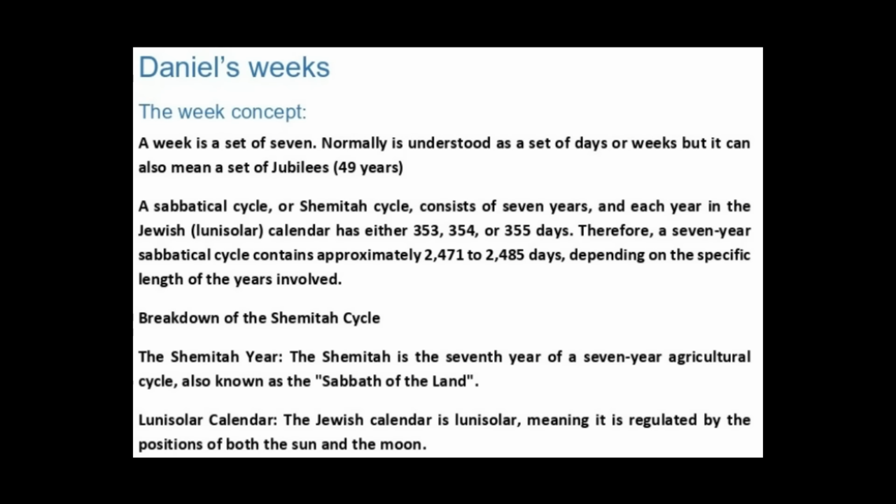Daniel's weeks. The week concept. A week is a set of 7. Normally it is understood as a set of days or weeks, but it can also mean a set of jubilees, 49 years, a sabbatical cycle, or Shemitah cycle, which consists of 7 years, and each year in the Jewish lunisolar calendar.